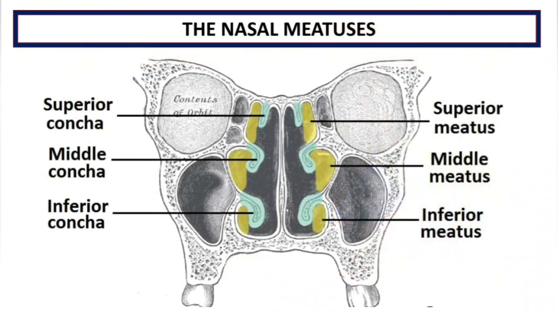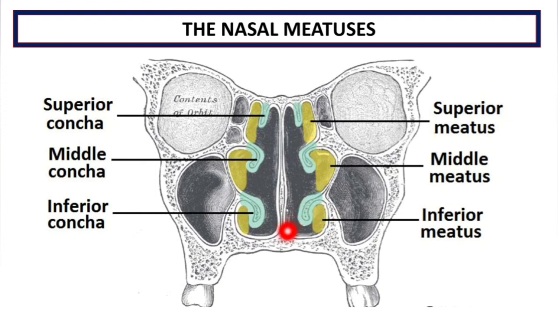Now, about the nasal meatus. The superior nasal conchae is here, the middle nasal conchae is here. These are bones of the ethmoid bone. The inferior nasal conchae here is an independent bone. In between, as I told you, the superior nasal meatus is between the superior nasal conchae and the middle nasal conchae, the middle nasal meatus between the middle nasal concha and the inferior nasal concha, and the inferior nasal meatus between the inferior nasal concha and the floor of the nasal cavity.